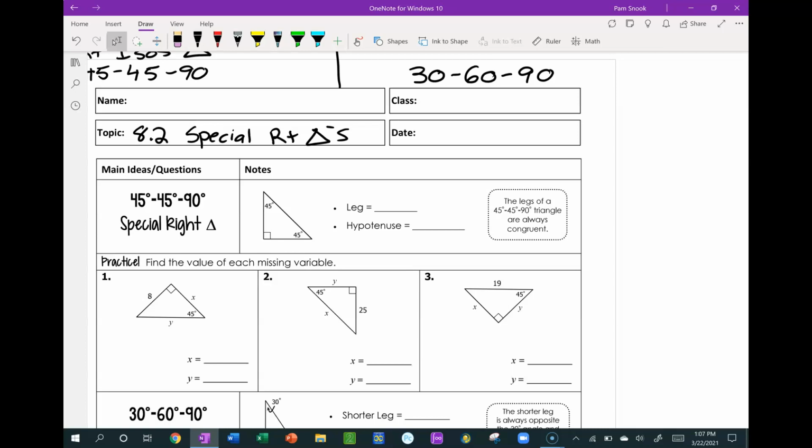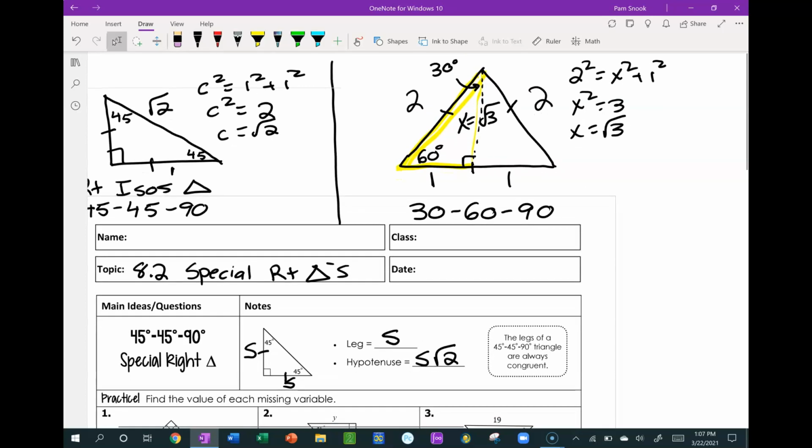First up is our 45, 45, 90 triangle. I'm going to call each leg in that triangle s, and then your hypotenuse is just going to be s times the square root of 2. Just like when I used the Pythagorean theorem, I had 1 on each side, and my hypotenuse ended up being root 2. So 1 times root 2 gives you the hypotenuse. That's going to work no matter what side length I give you. If I give you side lengths of 3, just take 3 times root 2 and that will give you the hypotenuse.